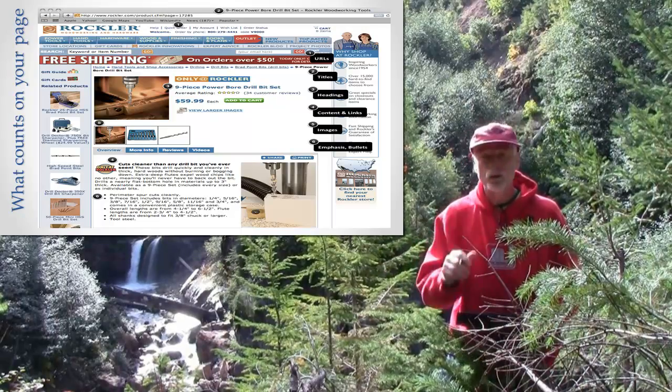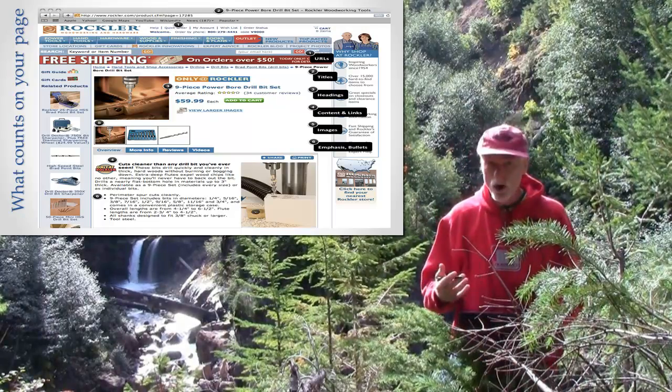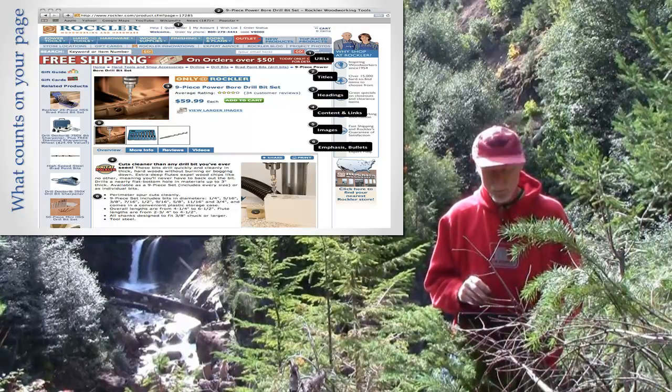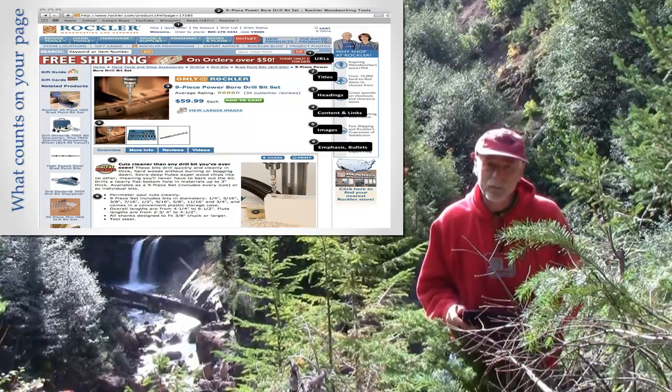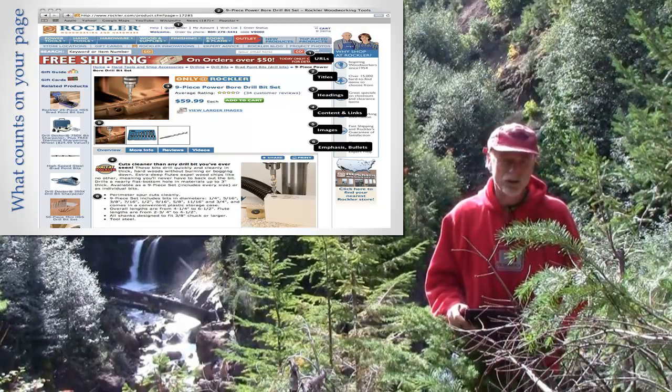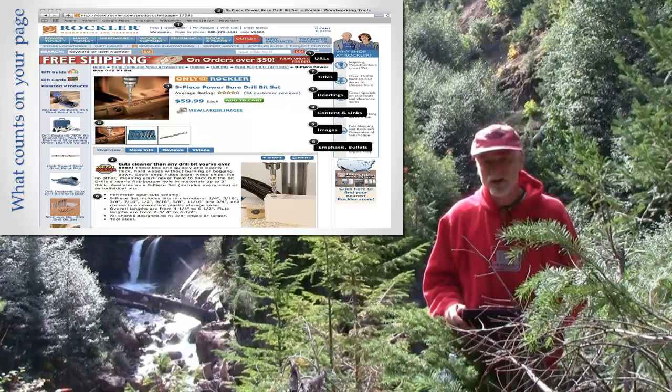So what kind of things does Google look for to say, this page is all about bore drilling? Well, there's a number of things, and you can see them delineated here. The first one is, is it in the title? If it's in the title of the page, you can assume that that page is really about it. Think of the page kind of like a book, right?